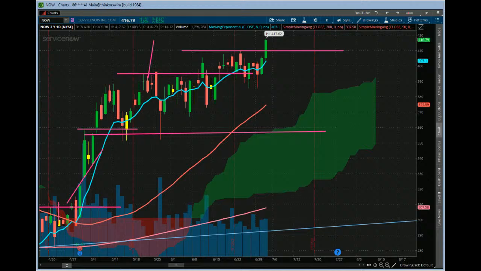5 plus 8, those are both Fibonacci numbers. 5 plus 8 is 13. So 5 and 13. So it's a pretty cool combo to use.